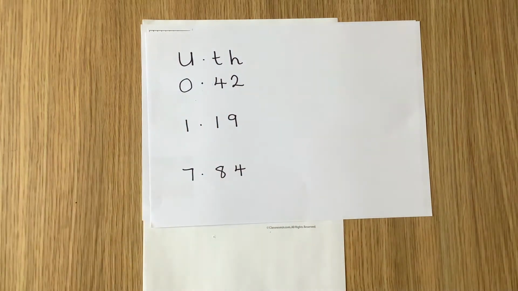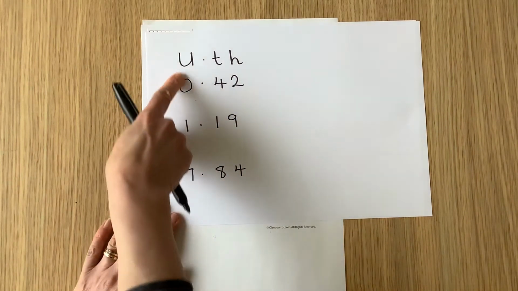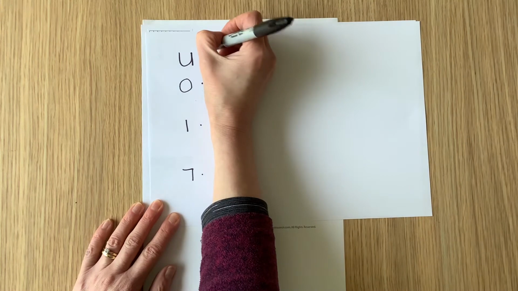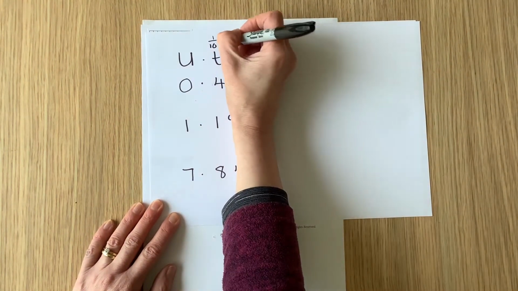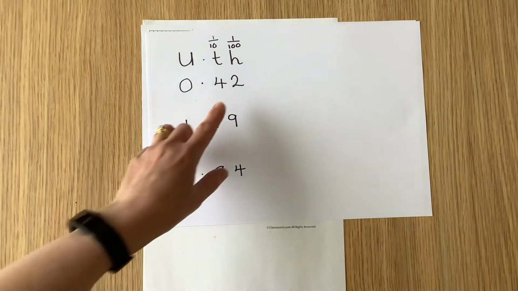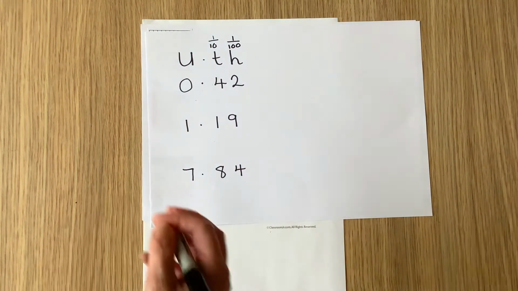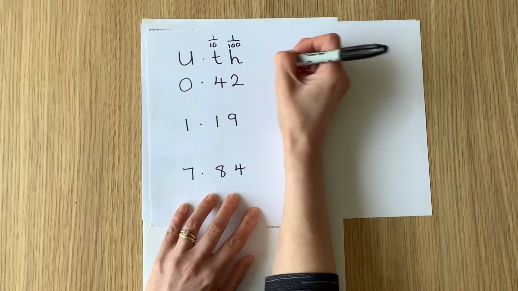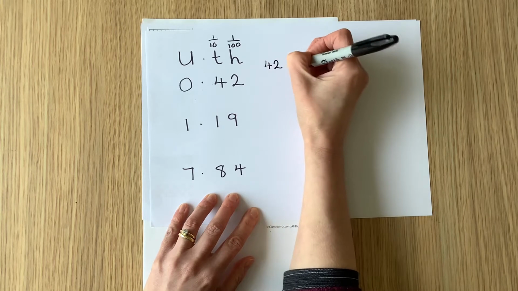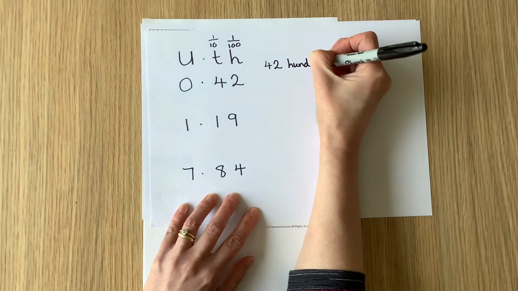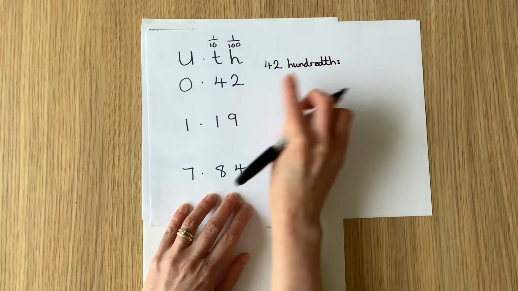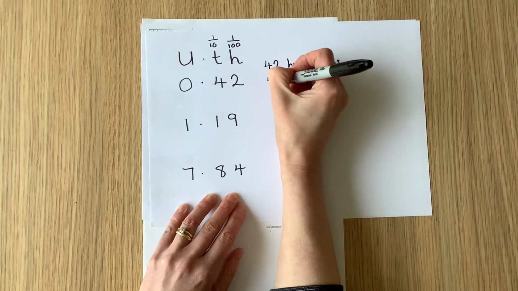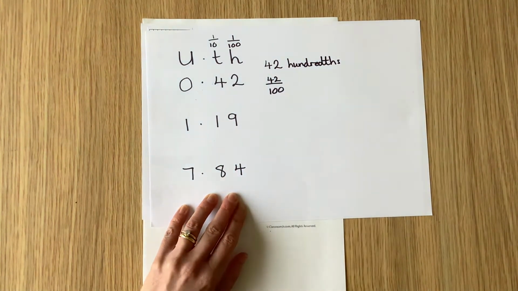Now, what does that 0.42 actually mean? Well, I don't have anything in the units. I've got my T. Remember, the T stands for tenths, and the H stands for hundredths. So if I thought about that 0.42, well, I could think about that 42 in two different ways. I could think of it all as being hundredths. I could take the tenths number and the hundredths number together, and that means that I've got 42 hundredths. So I've got 42 out of 100 parts.